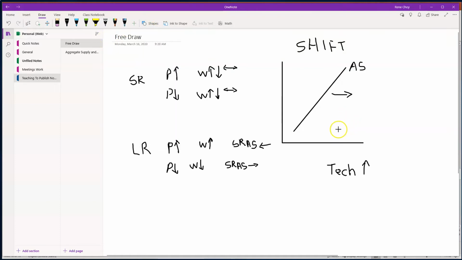So we will have to draw a second aggregate supply to the right of the previous one, and we'll go from aggregate supply 1 to aggregate supply 2. And again, that's a shift or an increase in the short-run aggregate supply. A decrease in the short-run aggregate supply is the opposite of this. So imagine that we have a decrease in the level of technology. Then my short-run aggregate supply will shift to the left.